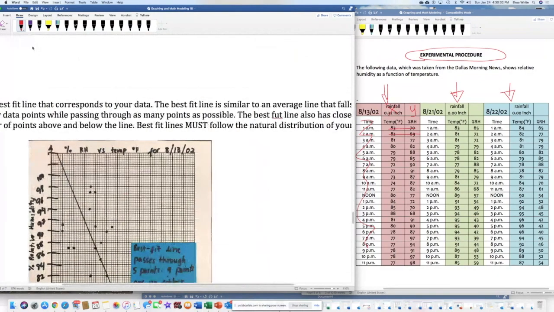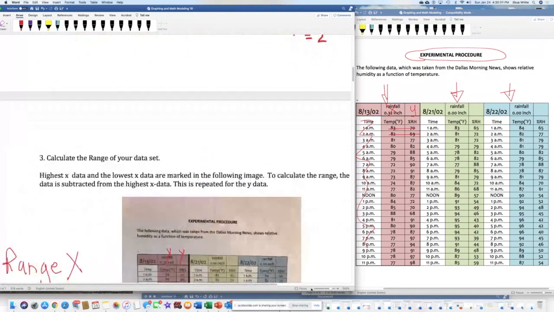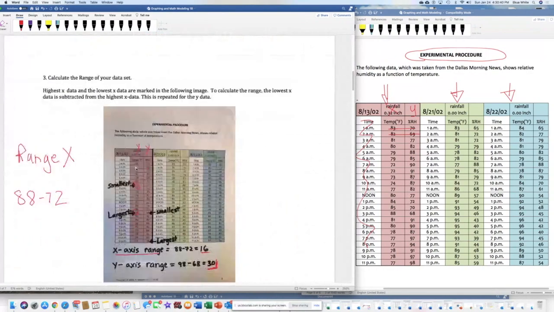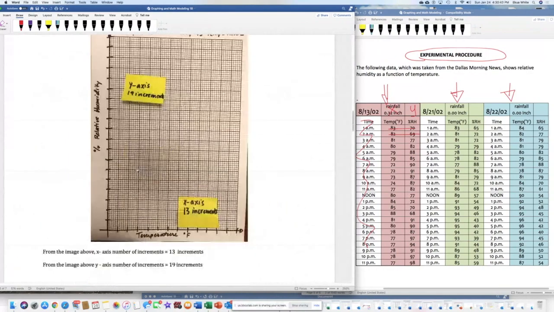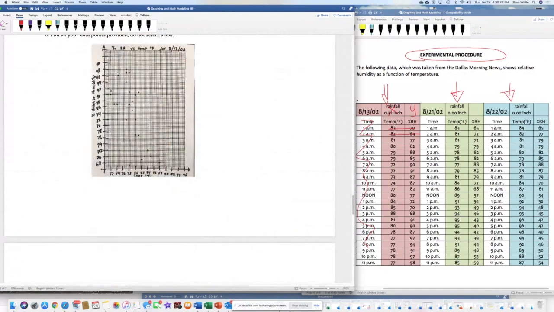So let me see if I can X this out. Now let me make this a little smaller. You have to draw your best fit line. The best fit line has to go with your data. What's your data doing? If you look at the data points here, let me go back here. It looks like it's kind of falling from the top left to the right like that. So your line has to be in the same trend like this.